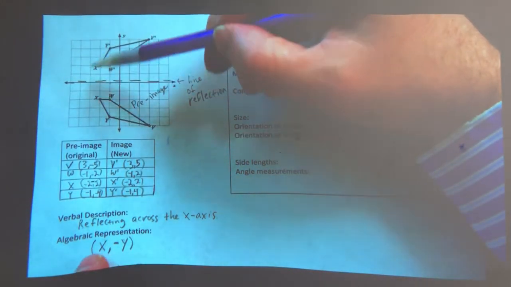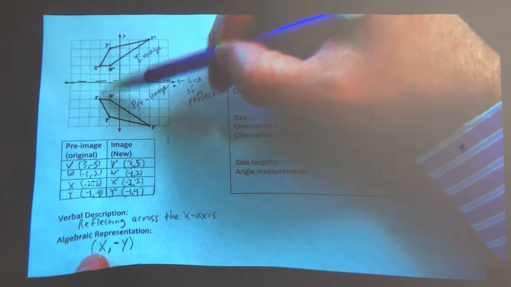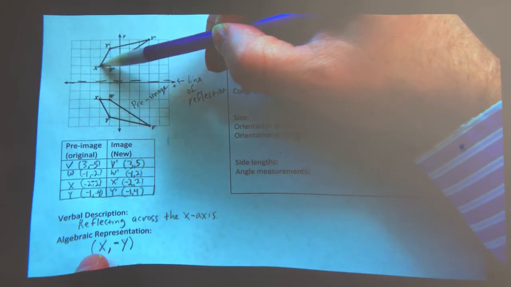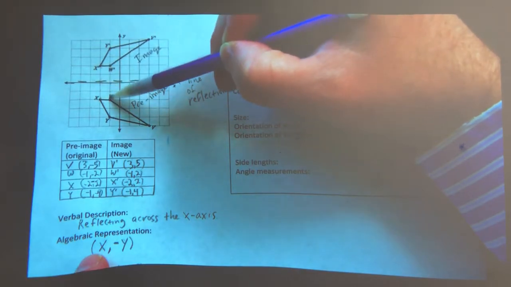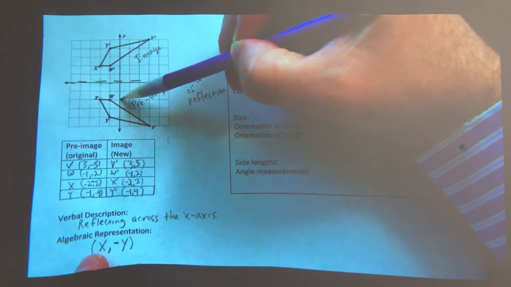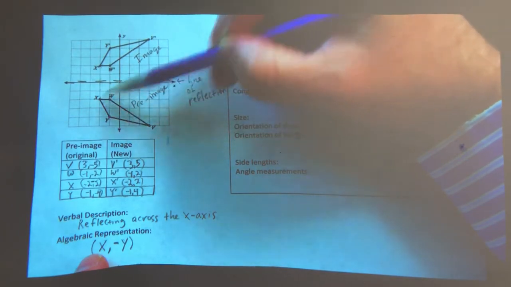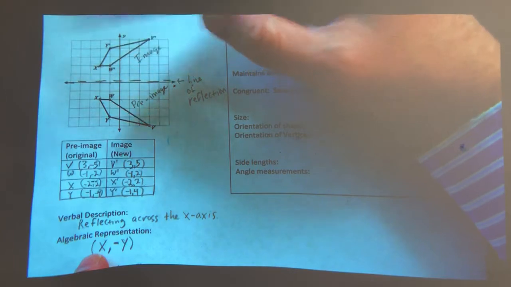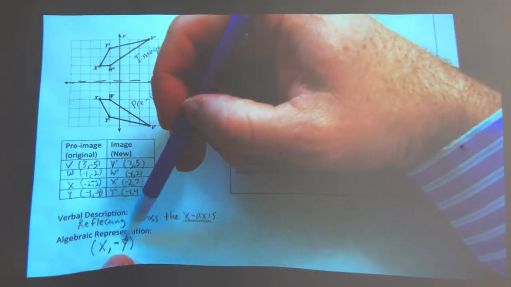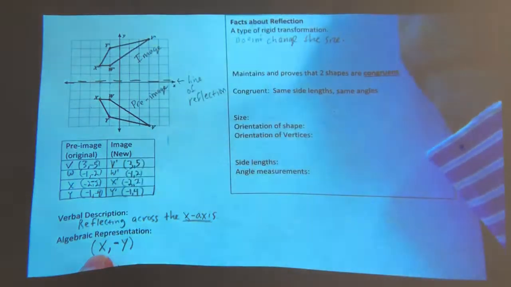If I flip over this, my x coordinate is not changing, right? This was at -2, it's still at -2. W is at -1, W prime still at -1 for its x value, but its y value is flipping from the negative side of the y-axis to the positive side. So when I flip over the x-axis, I'm changing my y value sign, but keeping my x coordinate the same.